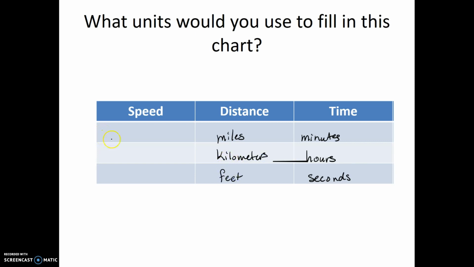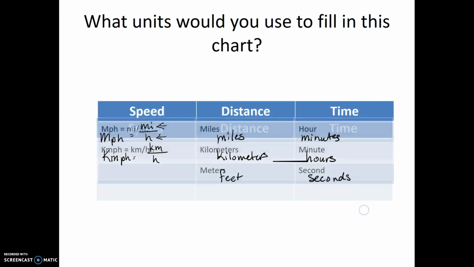If we're talking about speed, we could use miles per hour, which also looks like this, or maybe kilometers per hour, which looks like that. Now, what do you notice about these labels for speed? If you look carefully, you'll notice that it's a combination of distance and time. It gives a unit of some distance traveled over a measurement of time.